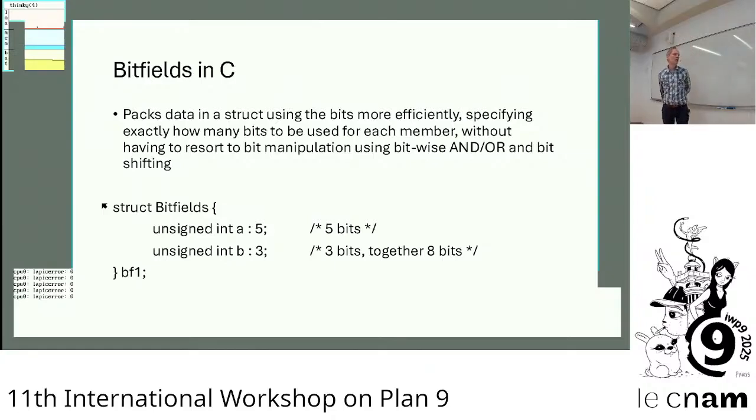So bitfields, for those who are not familiar, are a way of packing data more compactly into a struct, to use every bit for something without having to use bitwise AND or bit shifting. That's an alternative. So you use integer types, and you can specify how many bits each member of the struct is going to have, and then you can access these members almost as if they were a new kind of data type with a specified length. You cannot take a pointer to them, and you cannot do everything, but you can do that.